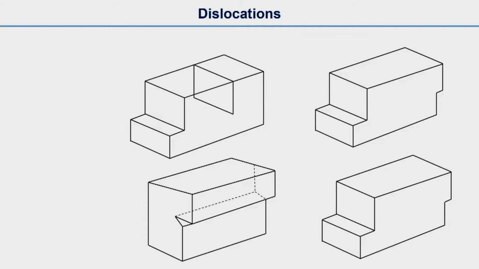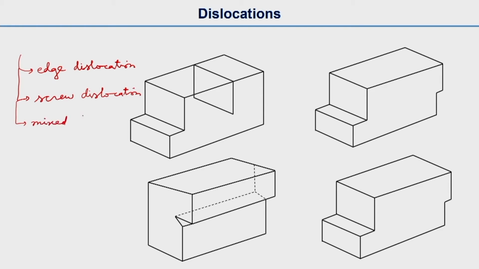Now we will see what these dislocations are. Dislocations are line defects. There are different types of dislocations. The first one we call edge dislocations. I am sure all of you have read that, but this is just for your review. There is another one called screw dislocations, and the third one is called mixed dislocation, which is in between screw and edge.